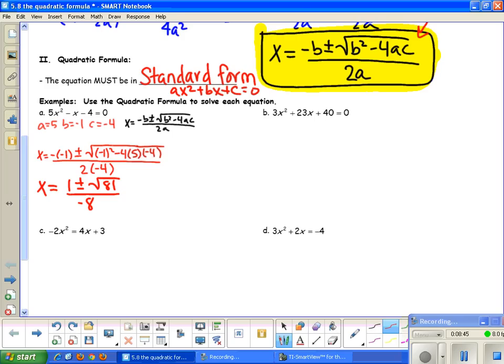So now that I have this, I can actually simplify. I know the square root of 81 is really 9. So I get 1 plus or minus 9 over -8. These are all like terms. So since they're like terms, that means I actually need to find the two solutions that I have. So, oops, I'm going to go ahead and make this a little smaller.